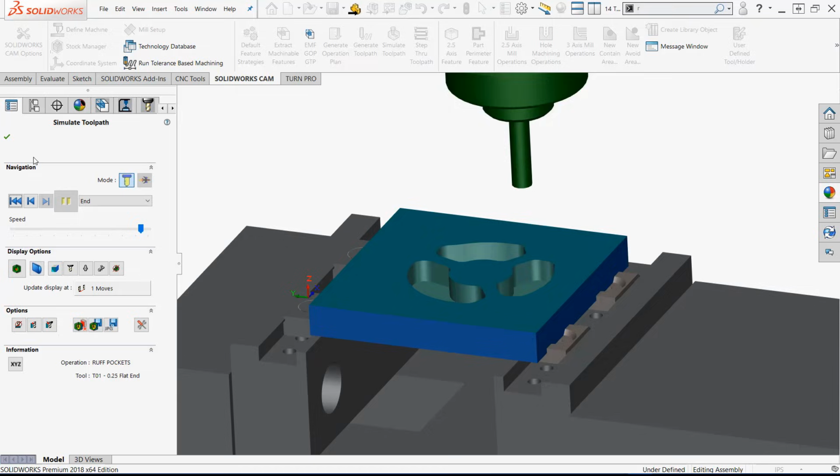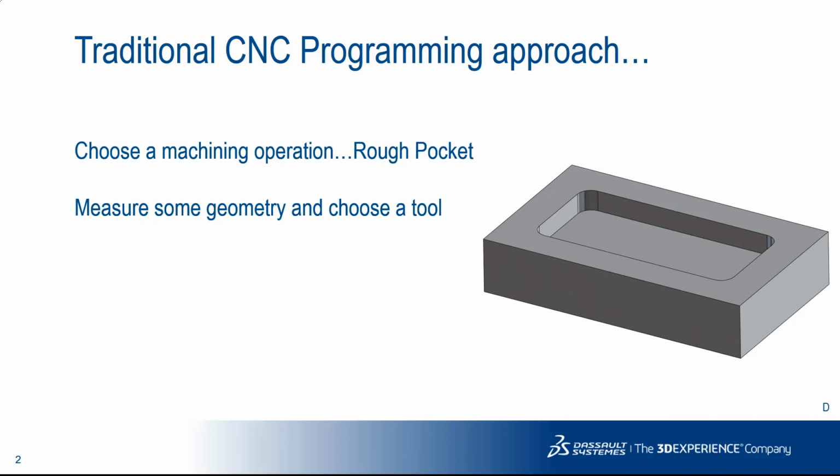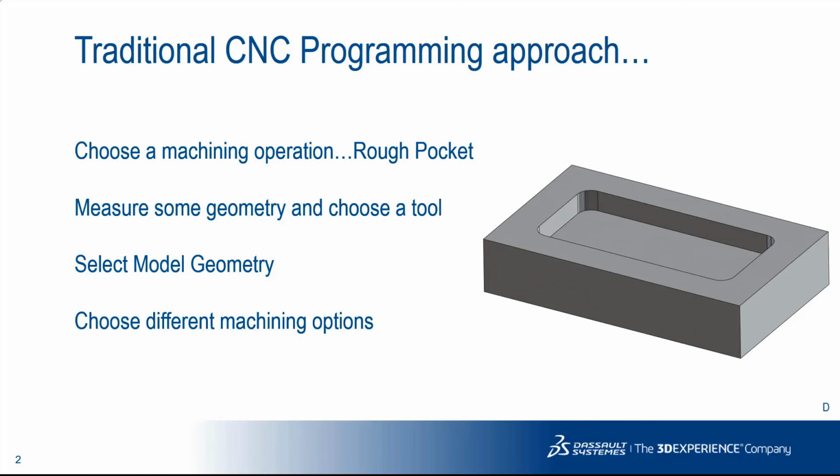To better understand SOLIDWORKS CAM, let's review the traditional approach to CNC programming used by most CAM programming packages today. First, we visually inspect the part and choose a machining operation to perform, in this case, the roughing of a pocket. Next, we measure some geometry to help us choose the appropriate size tool. After that, we select the required faces and edges of our solid model that define the pocket, and then finally we choose machining options such as step over, depth of cut, climb or conventional milling, etc.